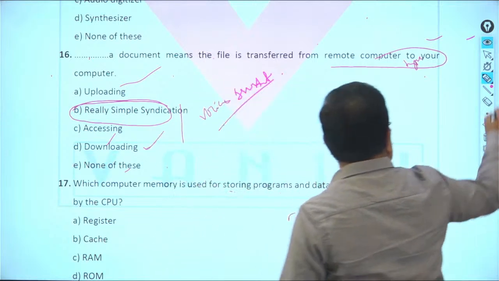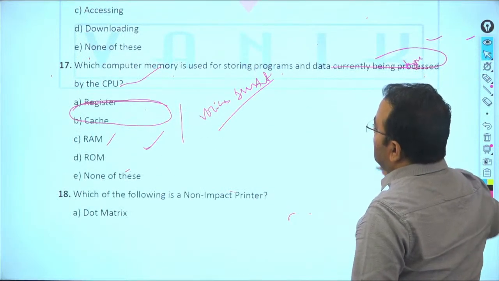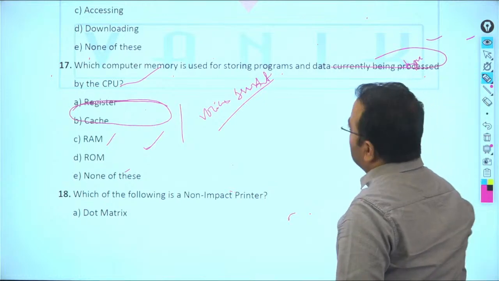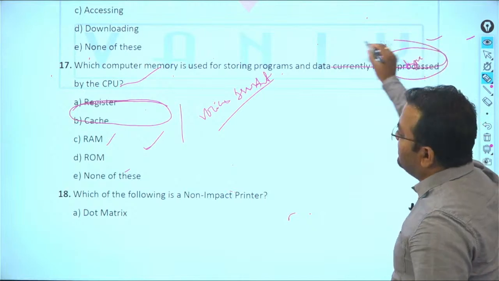Then goes to question number 17. So in question number 17, the question has asked, which of the computer memory is used to storing the program data currently being processed by the CPU.